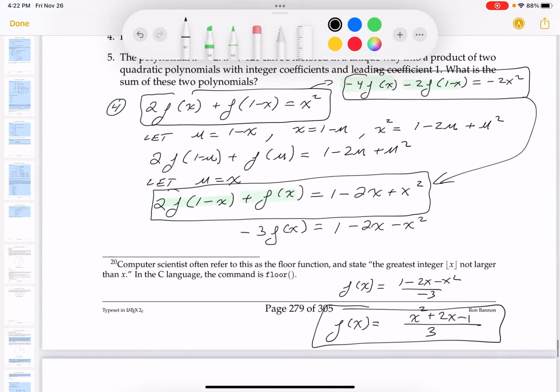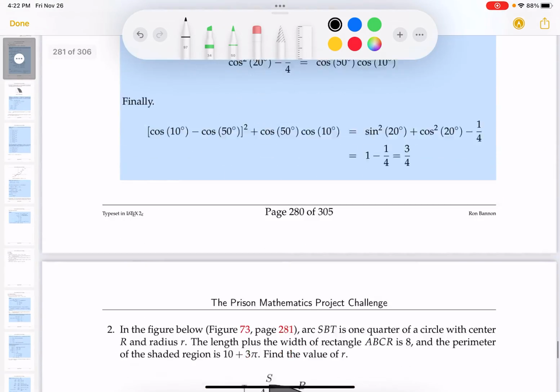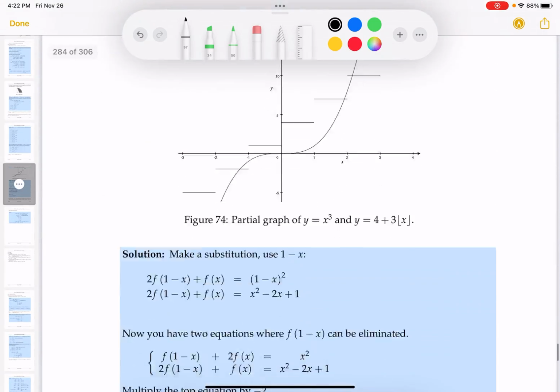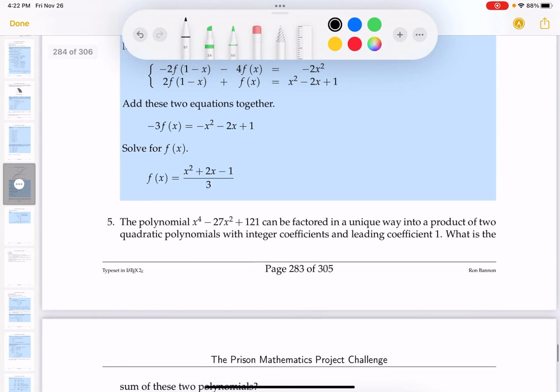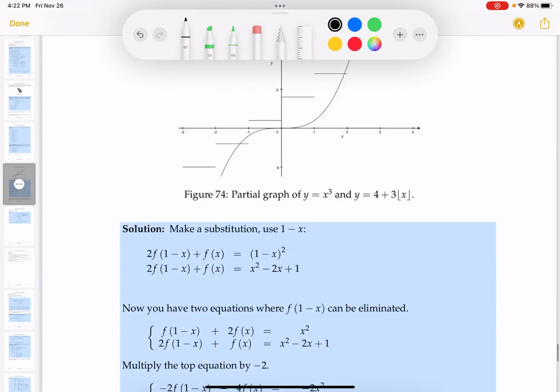And you know what? I want to see if I'm right. So I go to number 4. X squared plus 2x minus 1 over 3.